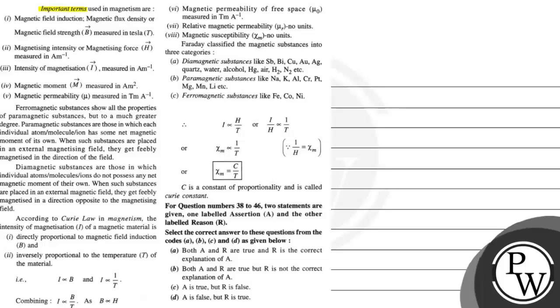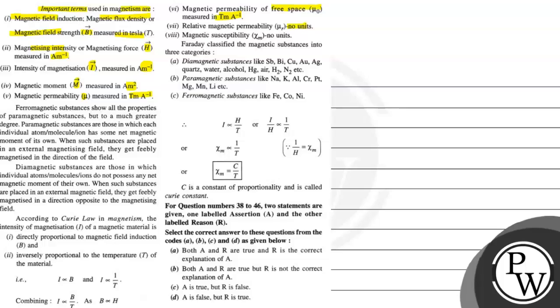It says the important terms used in magnetism are: magnetic field induction, magnetic flux density or magnetic field strength, measured in Tesla; magnetic intensity or magnetizing force H vector, measured in ampere per meter; intensity of magnetization I vector, measured in ampere per meter; and the magnetic moment, measured in ampere meter square. The magnetic permeability is measured in Tesla meter per ampere. Magnetic permeability of free space is measured in Tesla meter per ampere. Relative magnetic permeability mu r has no units.